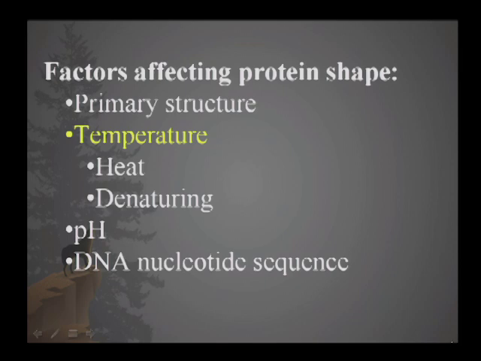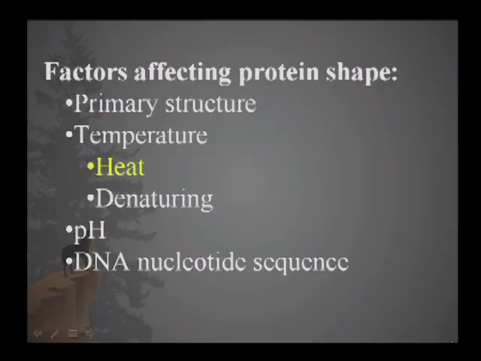So when we look at factors that affect protein shape, certainly amino acid sequence is part of that. Also temperature. Temperature can affect these side chains, these R groups, and it can affect the types of bonds that form between them. And particularly heat. So heat will change the shape of a protein, and if enough heat is added, it will permanently alter the shape of a protein. And when that happens, we call that denaturing a protein. And again, it's a permanent change.